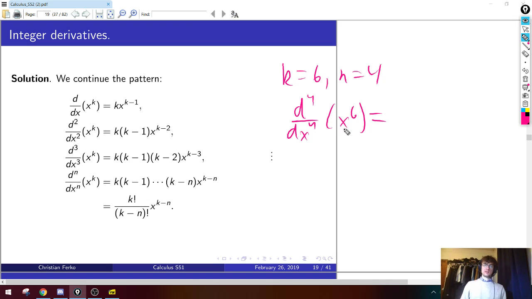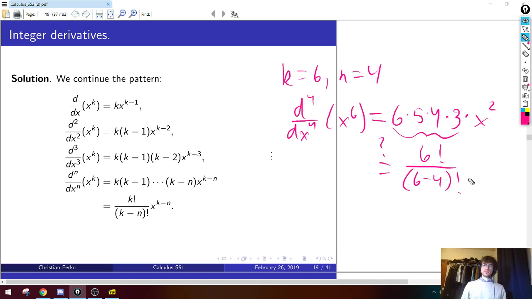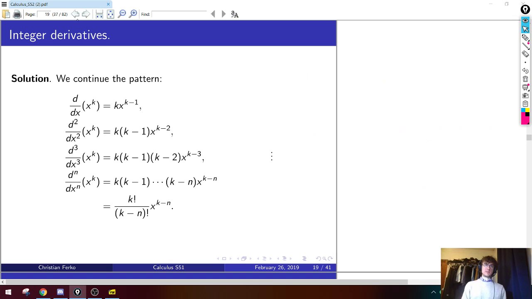Never mind. So this will be, I take one derivative, 6 times 5 times 4 times 3, and then what I'm left with should be x squared, right? And then this is 6 factorial over 6 minus 4 factorial. Yeah, this is right. Okay, good. The formula I've written here, now, okay, I'm an idiot. This is right, and something I said before was wrong.